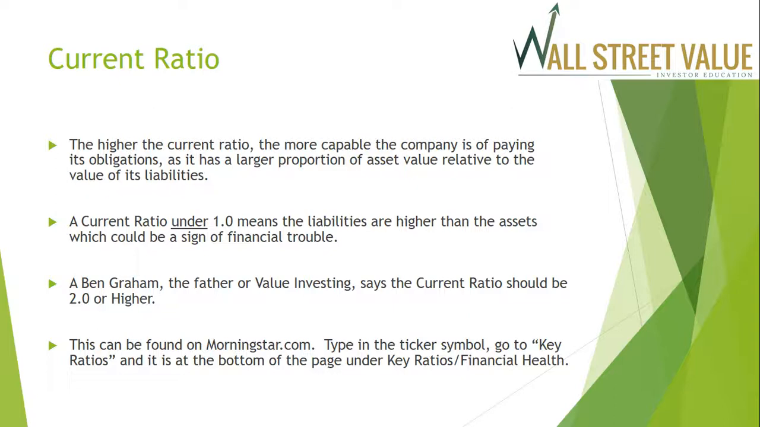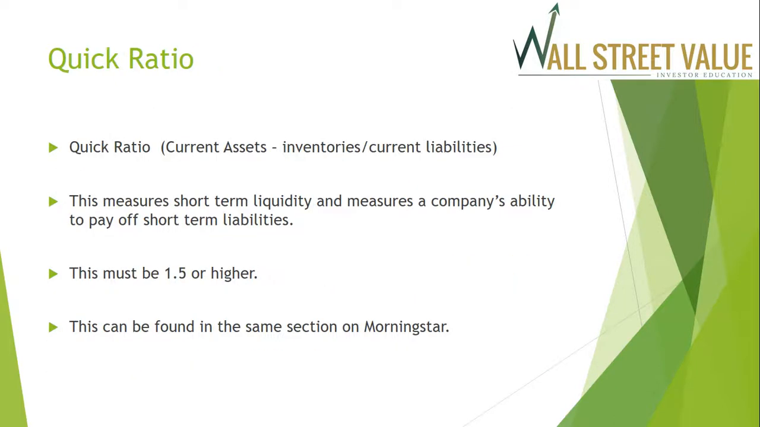A current ratio under 1.0 means the liabilities are higher than the assets, which could be a sign of financial trouble. As Ben Graham, the father of value investing, once said, current ratio should be 2.0 or higher. And it's pretty easy to find this. Just go to Morningstar, type in the ticker symbol of the company that you're looking at, and once that page comes up, go to the key ratios at the bottom of the page, under a tab which says key ratios / financial health.